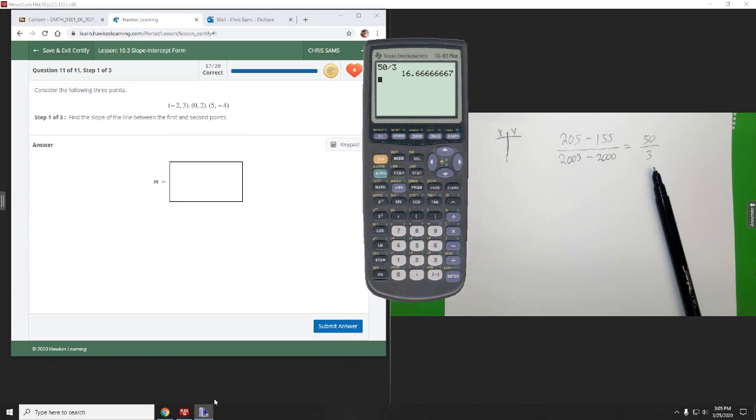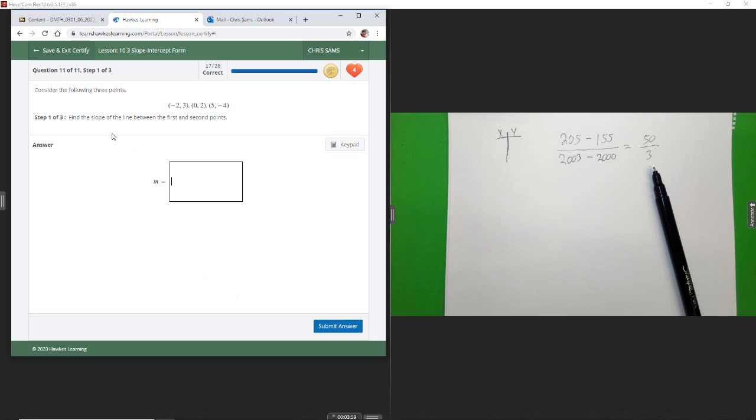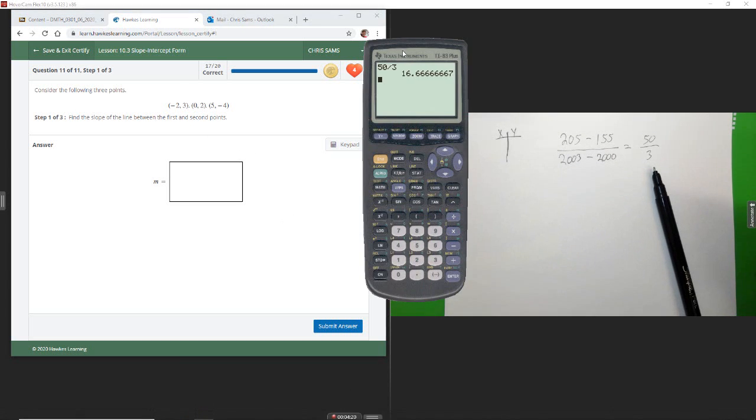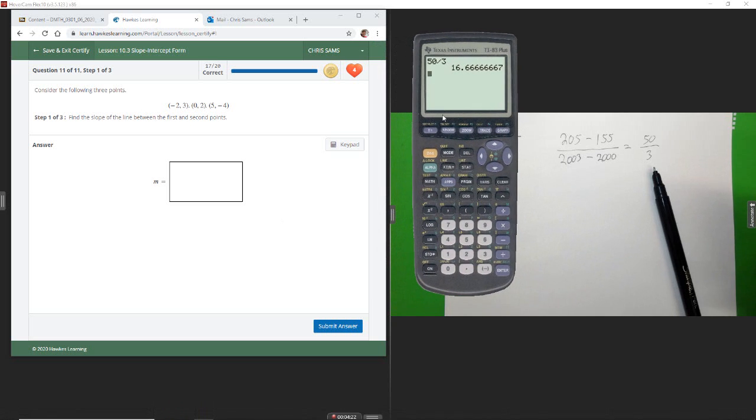Okay, and then this last one wants us to find the slope between the first and second point. So there's 3 parts. I'm going to begin to show you how to use the calculator, because the calculator can write the equation of a line. It can give you all parts. And so I'm going to start showing you how to use it. I think it shows you in the text, but I'm going to show you how to do that here.